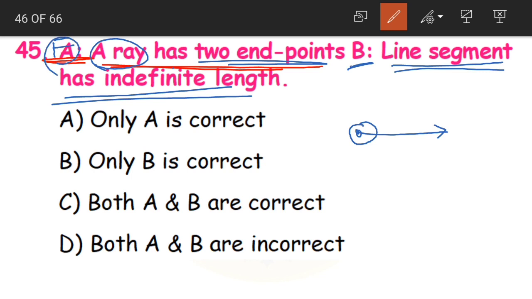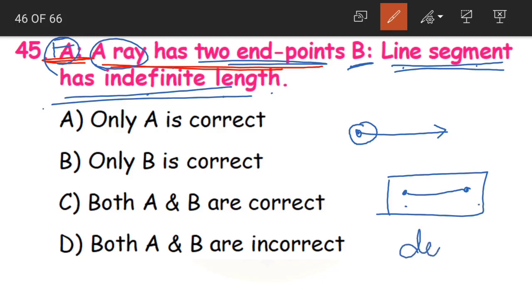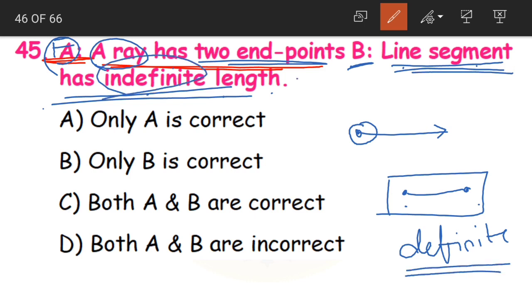Yes. Now coming to statement B, a line segment has indefinite length. This is a line segment. Yes or no? A line segment has two endpoints and it has a definite length. Its length is fixed. We cannot increase the length. We can easily calculate the length of the line segment. Yes or no? So again statement B is saying that a line segment has indefinite length, whereas a line segment actually has only definite length. So again statement B is also false.